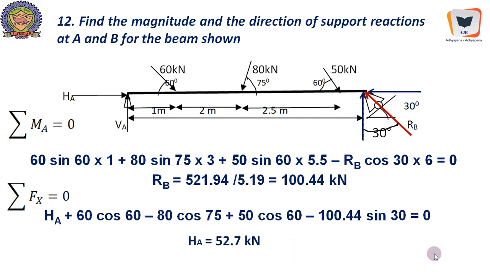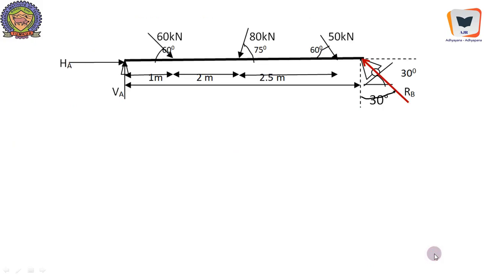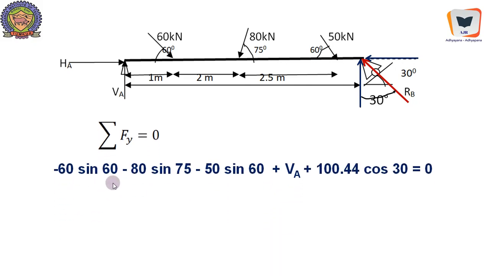HA equal to 52.7 kilonewton. Our assumed direction is correct. Once again, we need to find out VA. For that, we will just say sigma Fy equal to 0. So minus 60 sine 60 coming down, minus 80 sine 75 coming down, minus 50 sine 60 coming down, plus VA going up, plus 100.44 cos 30 going up. It will get us VA equal to 85.55 kilonewton.